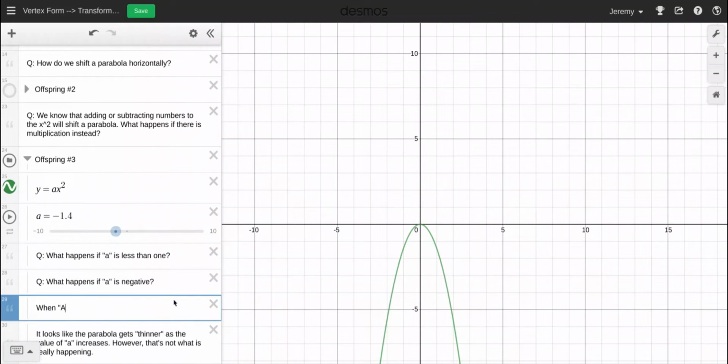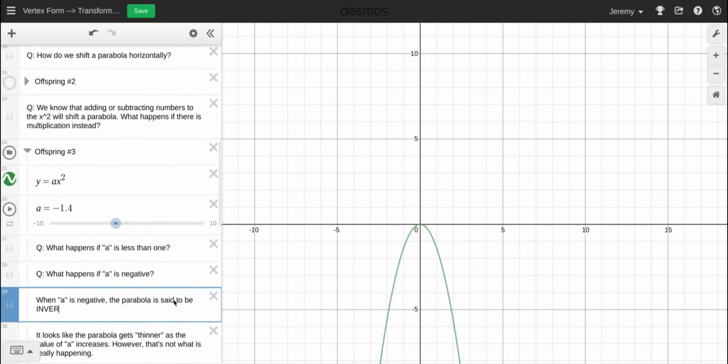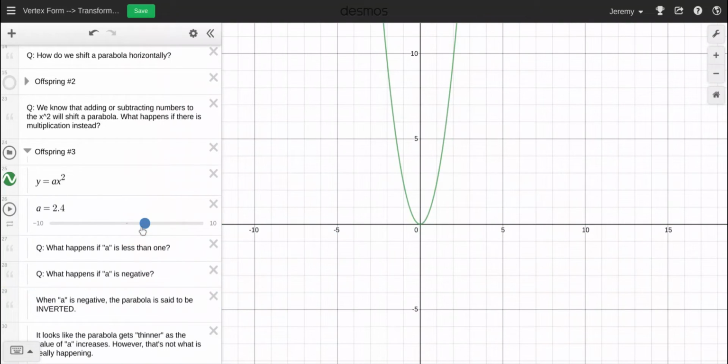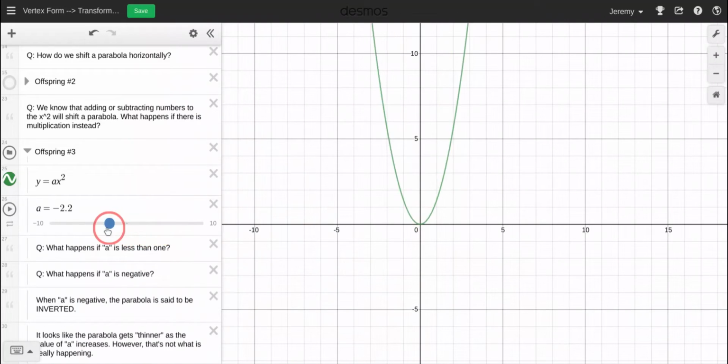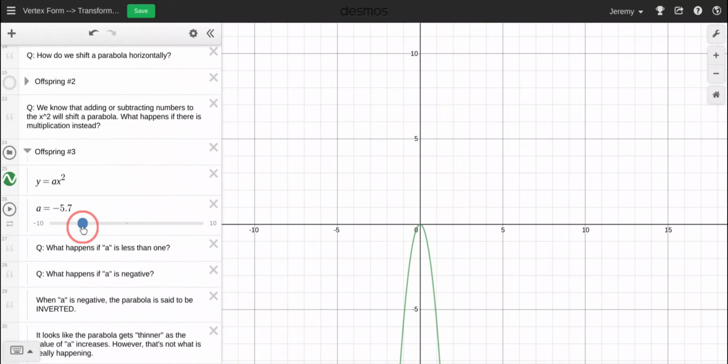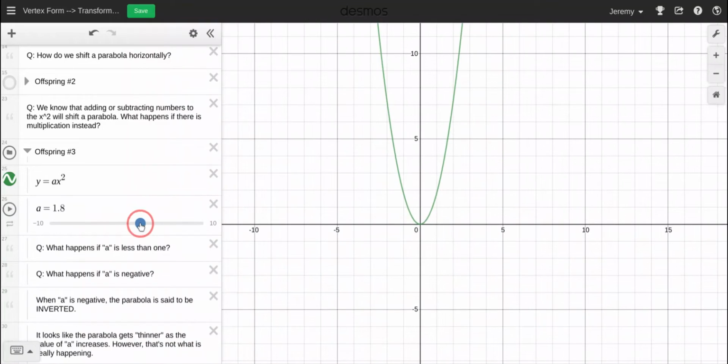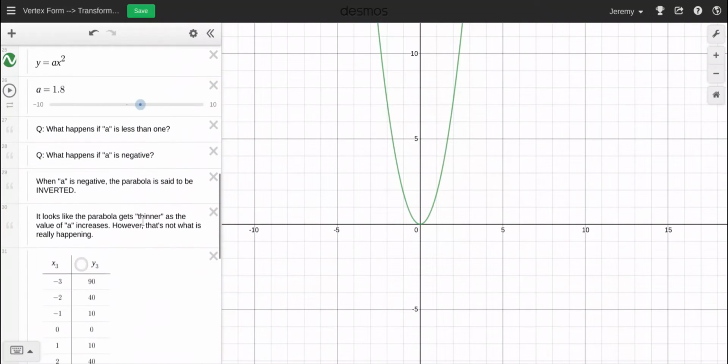When A is negative, the parabola is said to be inverted. You could also say that it has negative concavity, or it's concave down. And if A is positive, it's concave up. So concave down, concave up. Inverted, and I like to call this verted, but that's not a word, so it's just kind of fun to be ridiculous like that.